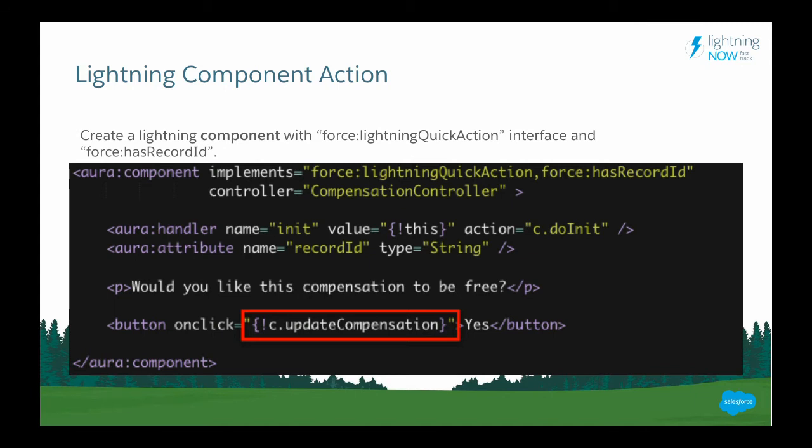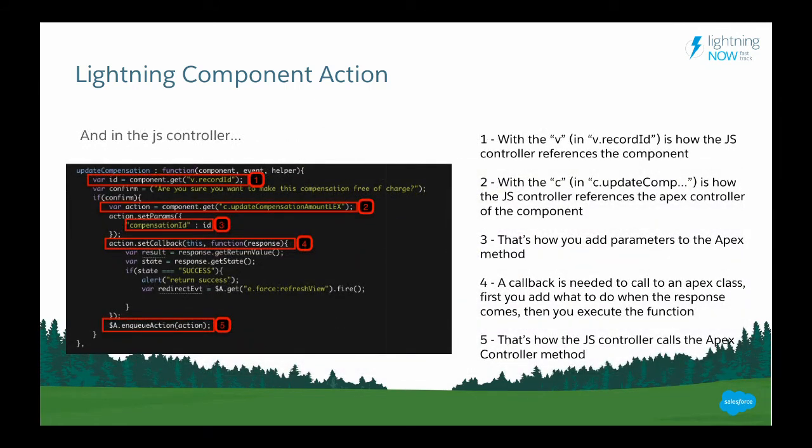In the third line, we created our attribute recordId, and this is where we're storing the record ID. On the last line, where you see the red box, there's a button, and when you click the button, it calls updateCompensation. This component is a simple example. It's basically saying, do you want to change the compensation to 0? You get a user interface that does that. I'll show you that.